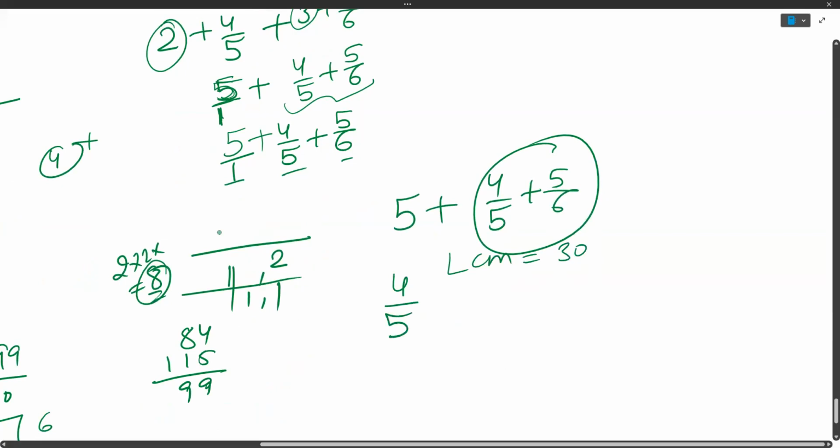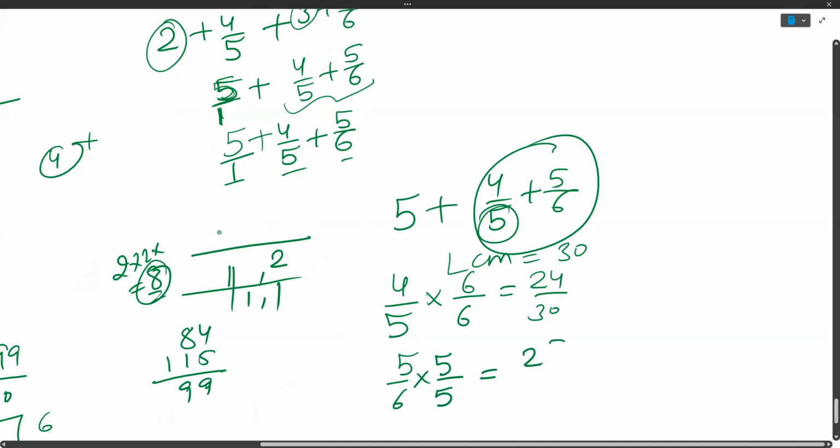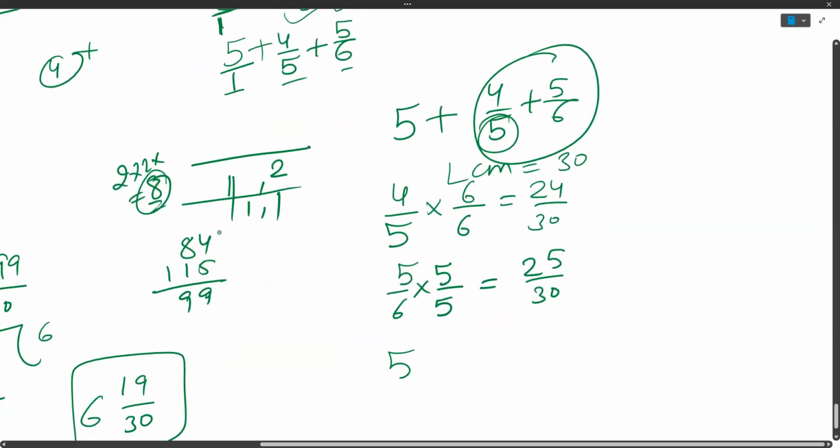LCM would be 30. So 4 by 5, the denominator 5 you have to make as 30. Multiply by 6, 6. It is 24 by 30. Now 5 by 6, the denominator is to become 30, so you need to multiply 5, 5. So it is 25 by 30. Now children, add these two, 24 by 30 and 25 by 30, together with 5.